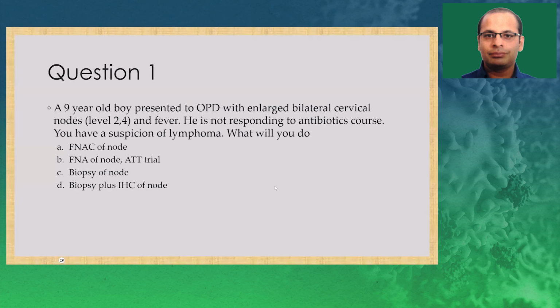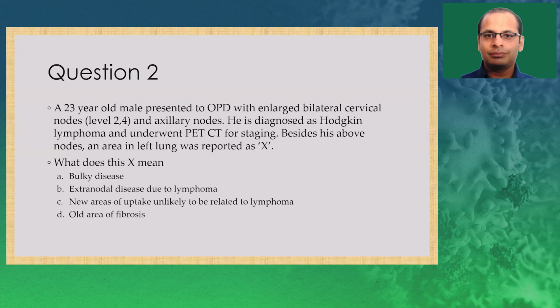Let's go to question 2. So this is again a Hodgkin lymphoma patient, a 23-year-old male. He is diagnosed as Hodgkin lymphoma and underwent PET for staging. Besides his above nodes, an area in the left lung was reported as X. What does this X mean? Bulky disease, extranodal disease, new area of uptake unlikely related to lymphoma, or old area of fibrosis? You may write your answer in the chat box.